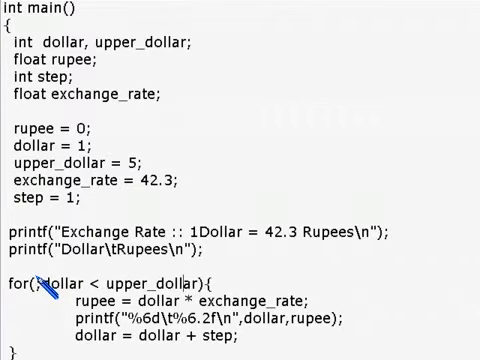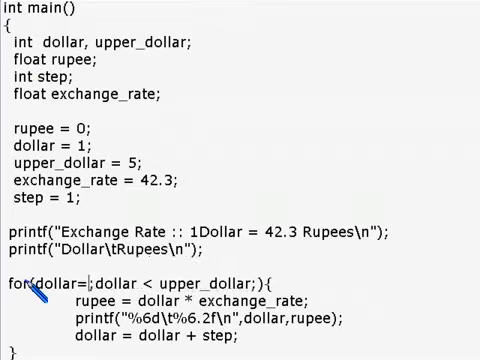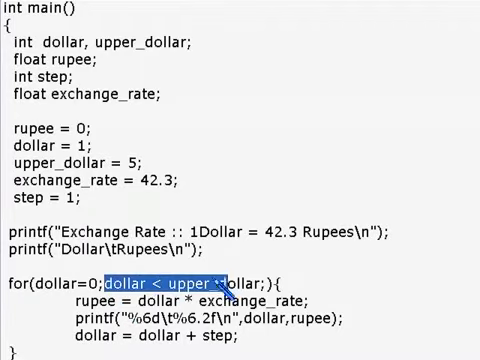This for loop basically has three parts. The first part is called the initialization. For example, I'm going to initialize dollar equal to 0. It's going to be executed only the first time a for loop is entered. And then it has the condition. This one is going to be evaluated every time through the for loop, exactly the same way as the condition in a while loop.